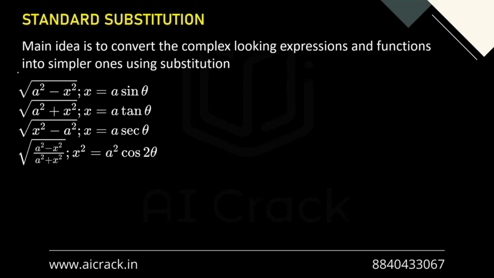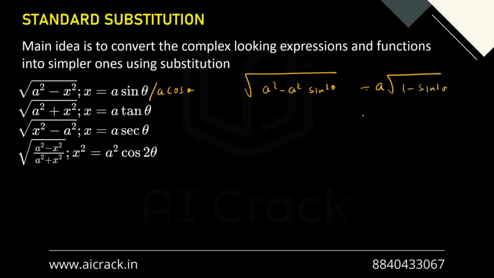So the first one over here is under root a square minus x square. And the substitution we are going to use over here is x equals a sine theta or a cos theta, right? So if we take x equals a sine theta, this would become a square minus a square sine square theta. Now we can take a square as common and we'll be getting 1 minus sine square theta. Now this actually becomes a times under root cos square theta. So this is a times mod cos theta, right? So we have got a very simple expression out of this complex expression.